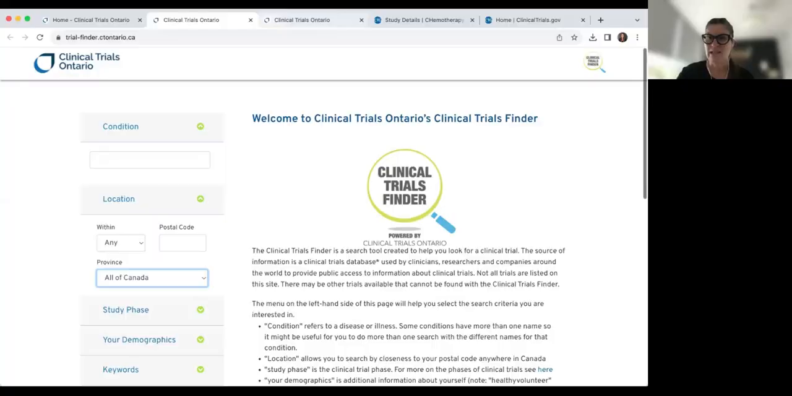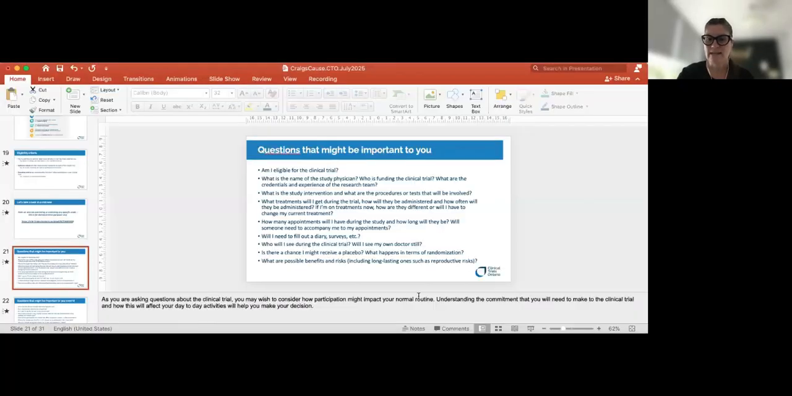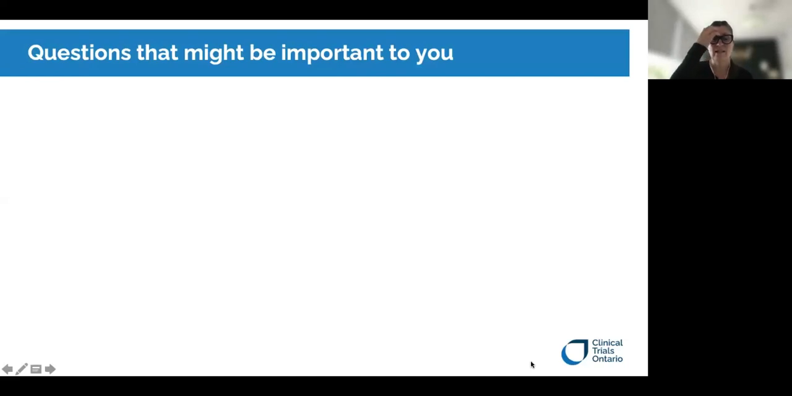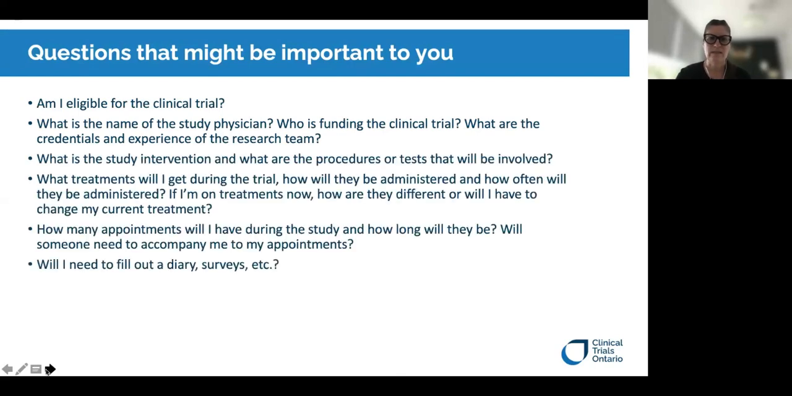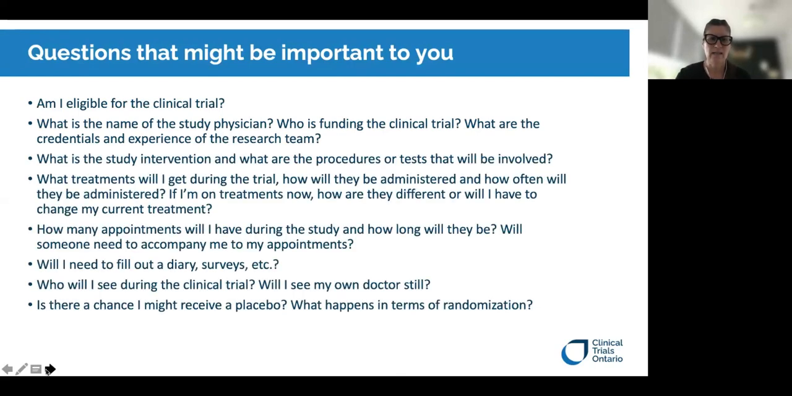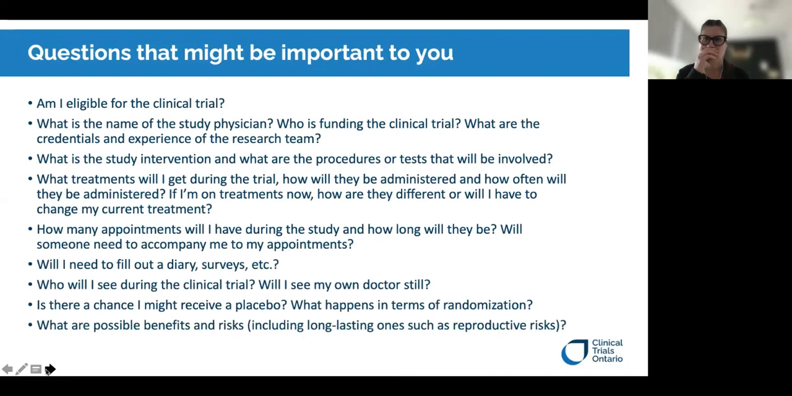So let's just say you found a study you're really interested in. You might be asking some questions about the inclusion and exclusion criteria. These might be some other questions that you think about asking. And we sort of went over some of this information already. The first thing is, are you actually eligible, right?